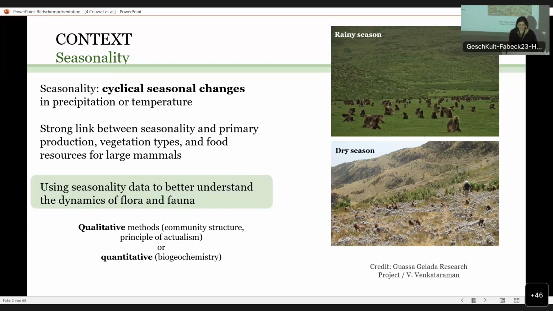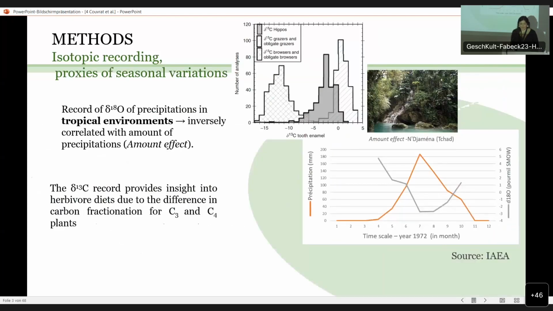To study this in the fossil record, you can use the community structure or the principle of actualism, but it gets you some bias. So quantification by biochemistry can therefore be more interesting. As such, in this study, we use isotopic records to define the cyclical change in precipitation and temperature.